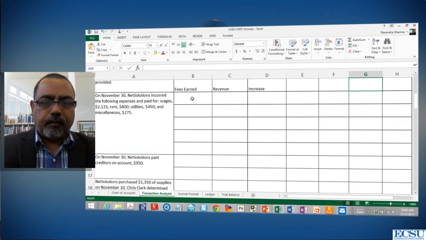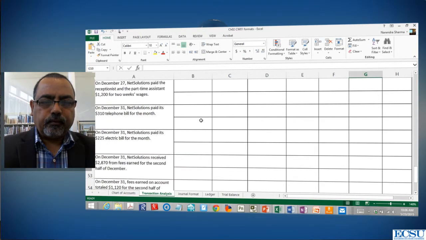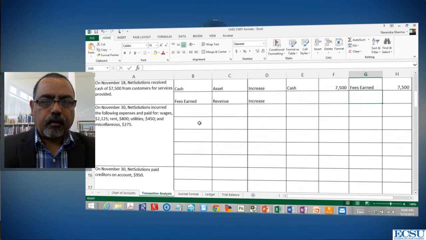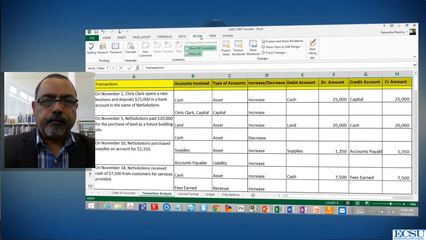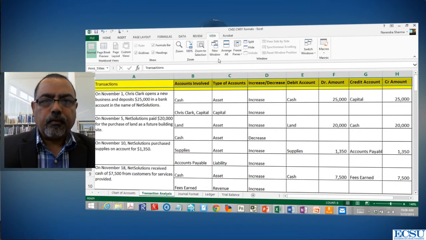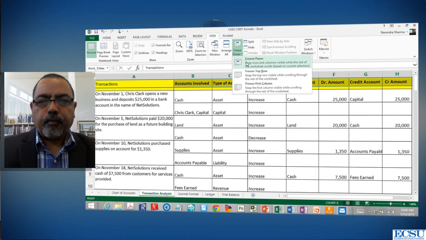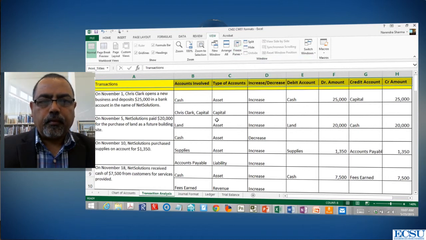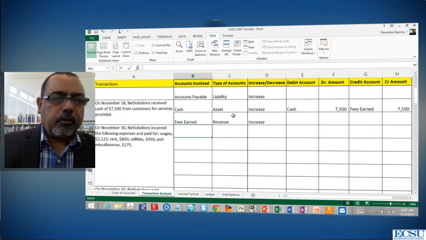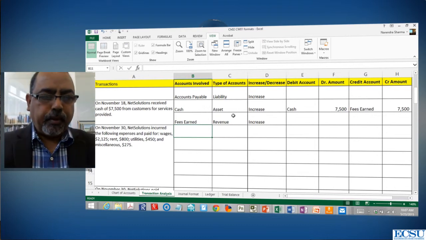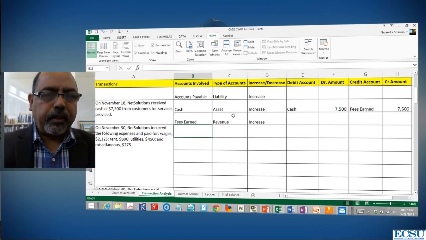Okay, next thing that we are given is, I think I need to freeze these accounts so I can see it. Okay, here it is. Number 30, Net Solutions incurred the following expenses and paid. So once you see the word paid, cash is involved. So first let's list the expenses.